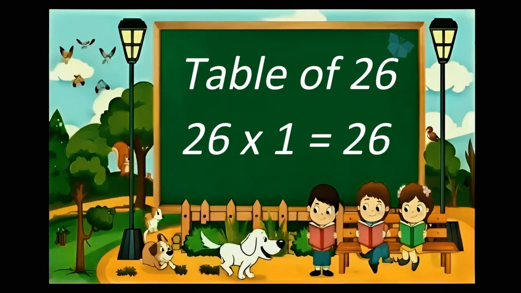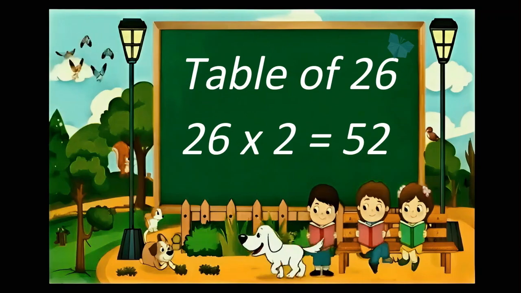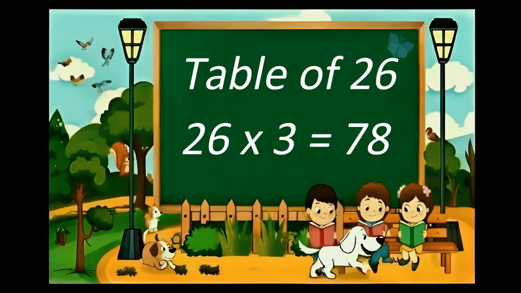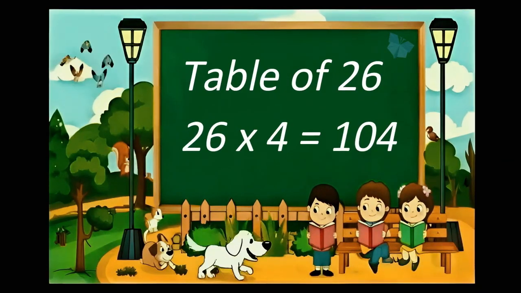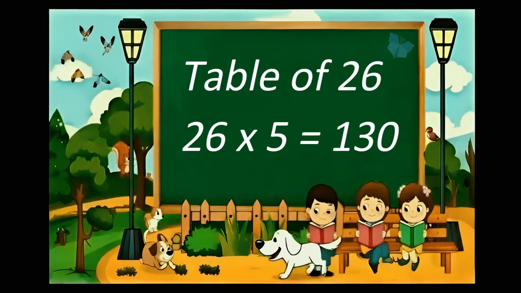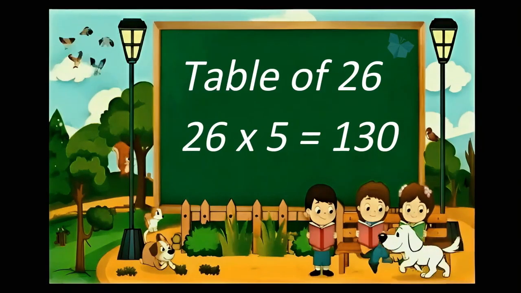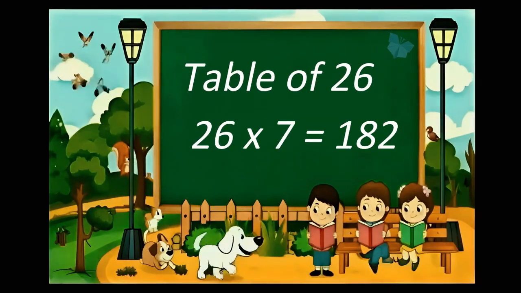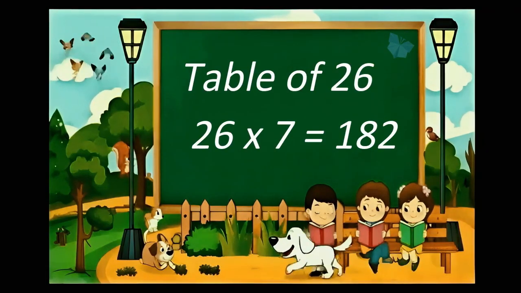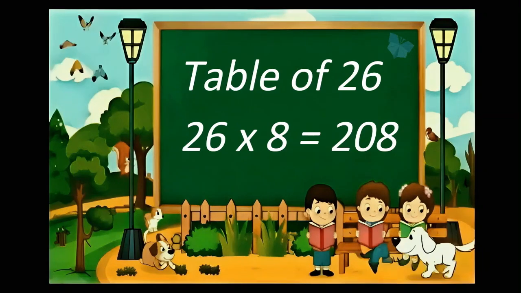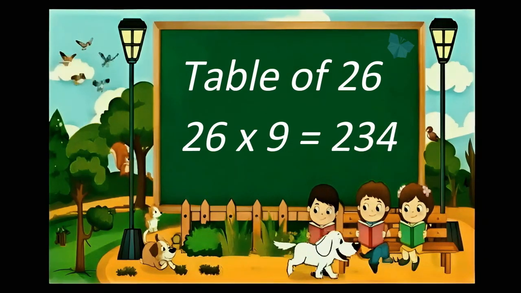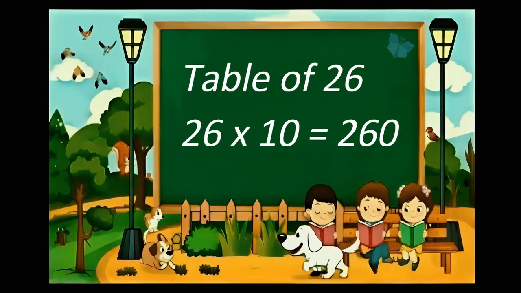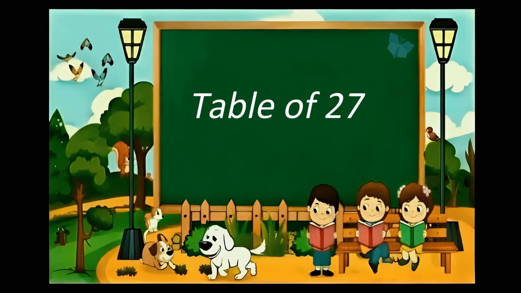26 ones are 26. 26 twos are 52. 26 threes are 78. 26 fours are 104. 26 fives are 130. 26 sixes are 156. 26 sevens are 182. 26 eights are 208. 26 nines are 234. 26 tens are 260. Table of 27.